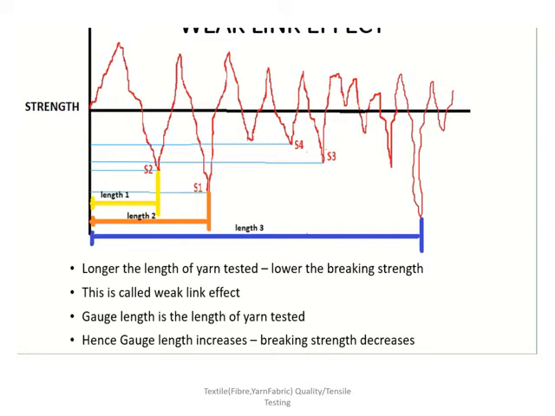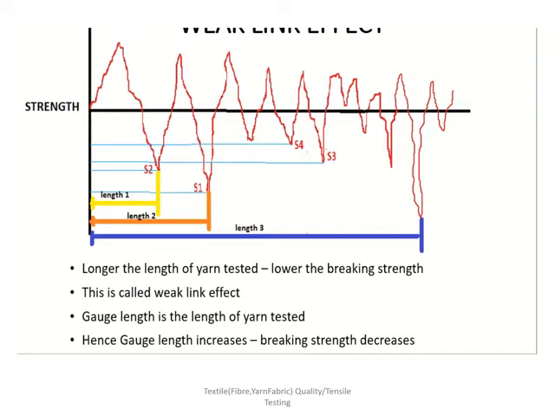When you test a material, the length of the material that is tested is called the gauge length. You will take a material and test 12 inches of it. The length between the two jaws is called the gauge length. You may take 8 inches, 10 inches, 12 inches, like that. You can take different lengths of materials.